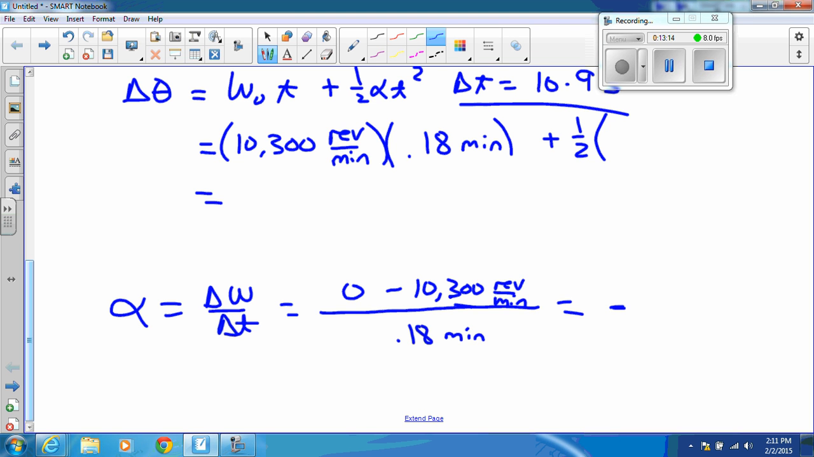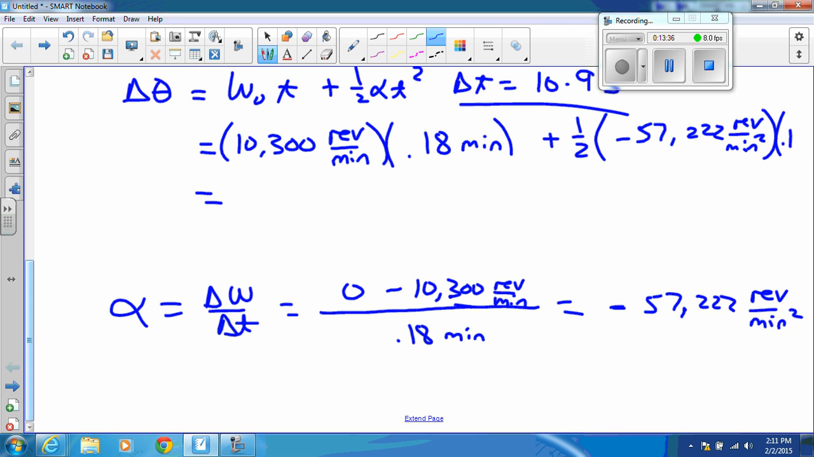Negative 57,222.222, that's good. And that's revolutions per minute squared. And now finally, for our time, we have 0.18 squared. And now I think this computation will give you much greater happiness. Somebody punch it in for him. He's done a lot of hard work. Tell us what we get.